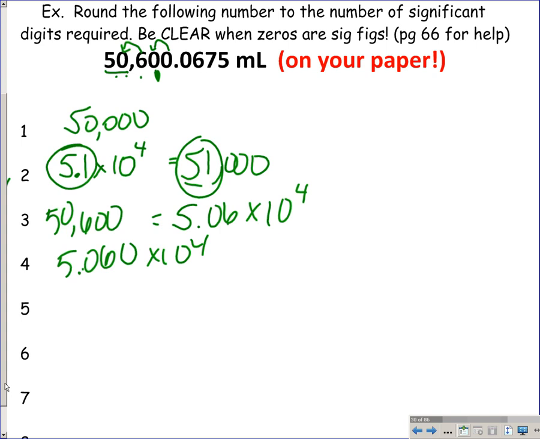So let's do the 7th one. 7 sig figs. Go for it.